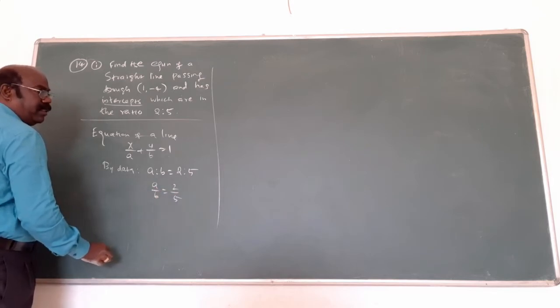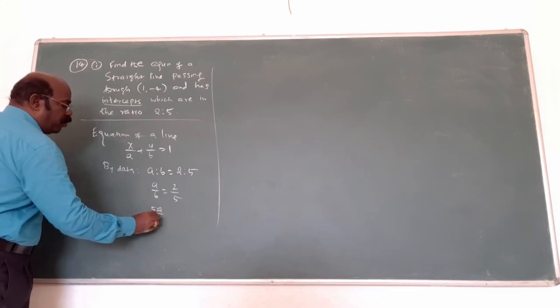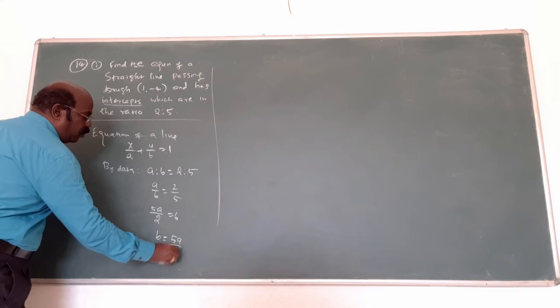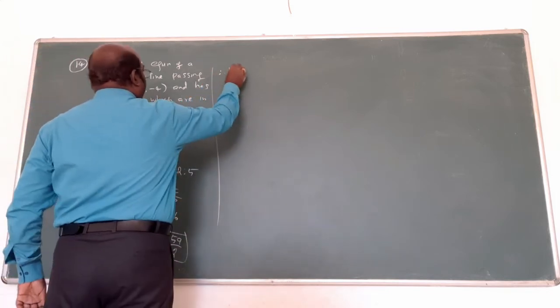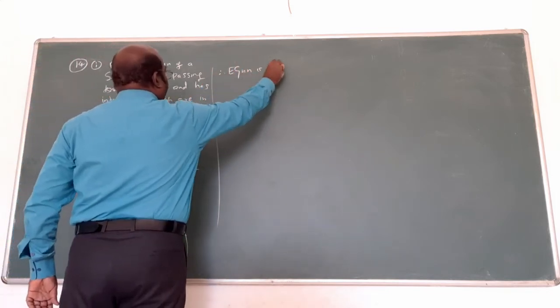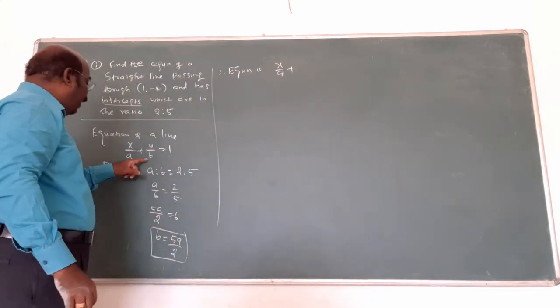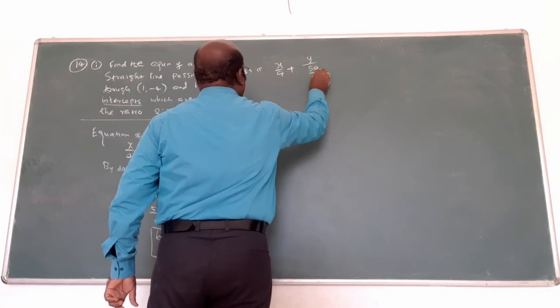This can be written as a by b equals 2 by 5. Am I right? Then 5a by 2 equals b, that is b equals 5a by 2. Substitute. Therefore, the equation is x by a plus y by b, where b equals 5a by 2, so y by 5a by 2. Am I right?